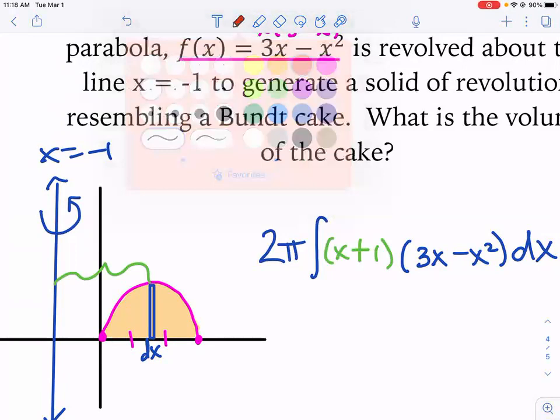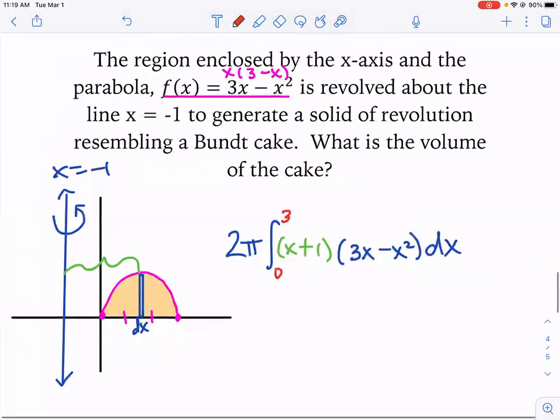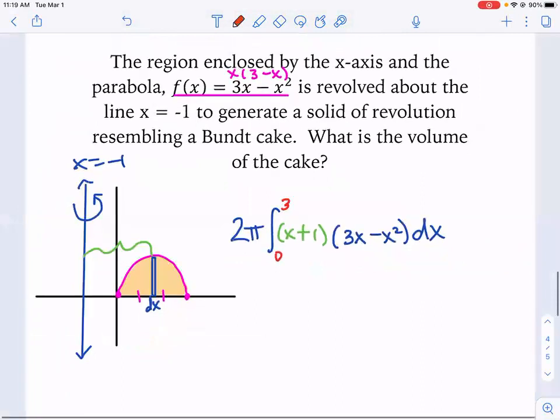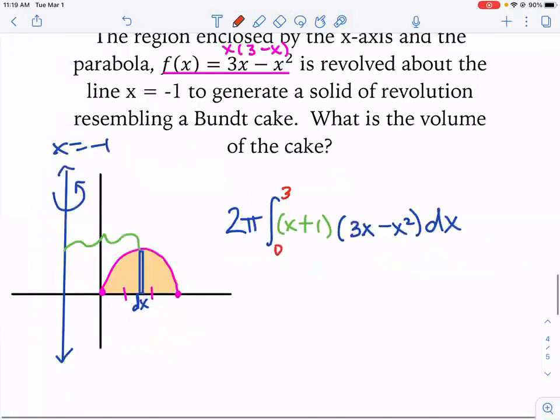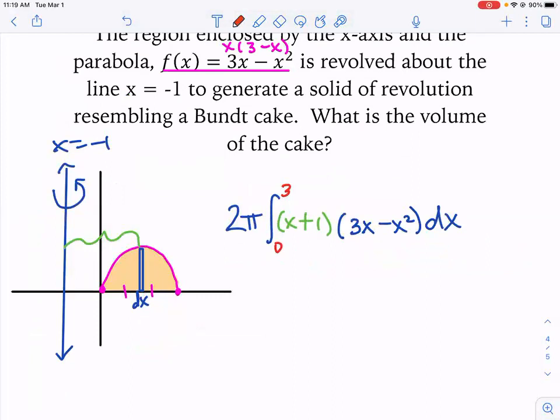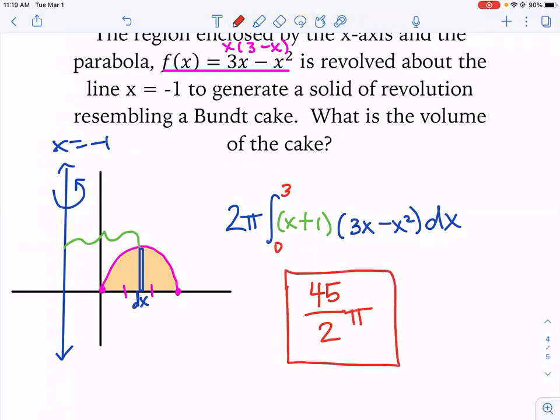Our limits of integration are 0 to 3. Thank you. How about you go ahead and put this in math 9 for me and figure out what it is. 45 halves pi. I actually am not teaching with my answer key. So you need to check his work. Yeah?